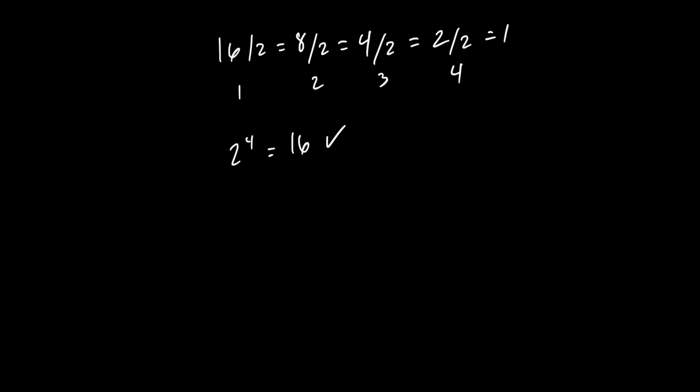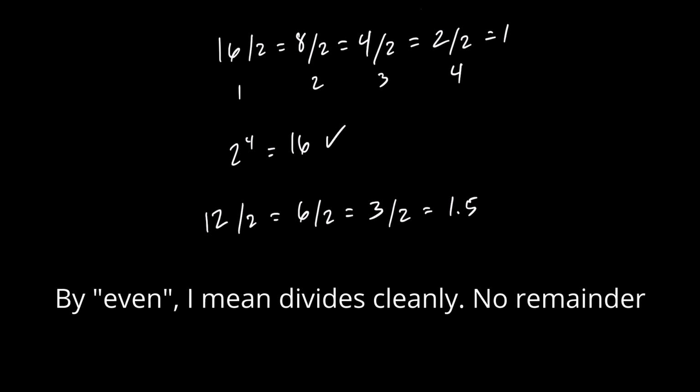Now what happens if we try one that is not a power of 2? Well, let's use 12. 12 divided by 2 is 6, divided by 2 is 3, divided by 2 is 1.5. And that's where we stop. Because 3 divided by 2 is not an even integer, that means it's no longer a power of 2, and we can just stop here.